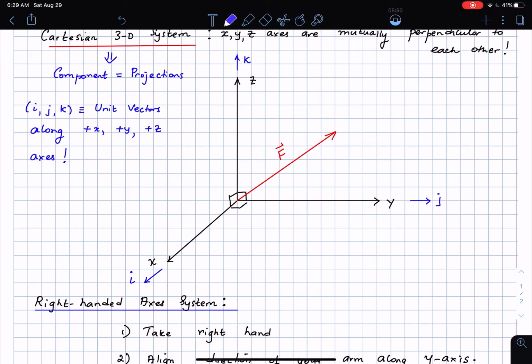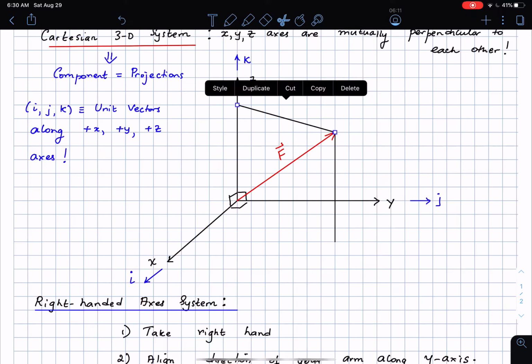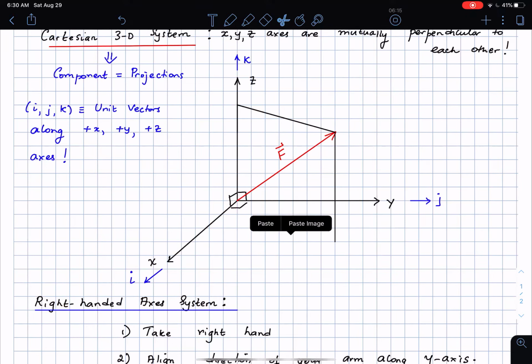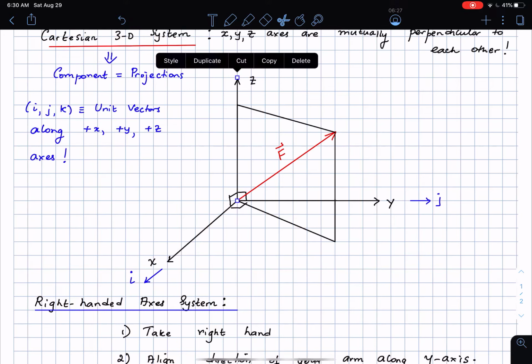Once I do these, how do I find the components of the force F? Here is what I do. From the head of the force F, I drop projections onto the xy plane first of all, and then I drop a projection onto the z direction. I'm going to copy that and paste it here so that I can join this line here. You can see that I'm getting some kind of a rectangle here, and that is because this angle here is 90 degrees. Likewise this angle here is also 90 degrees. And then I take the projections on the xy plane, and I project it onto the y-axis and onto the x-axis, and this is going to be 90 degrees here.